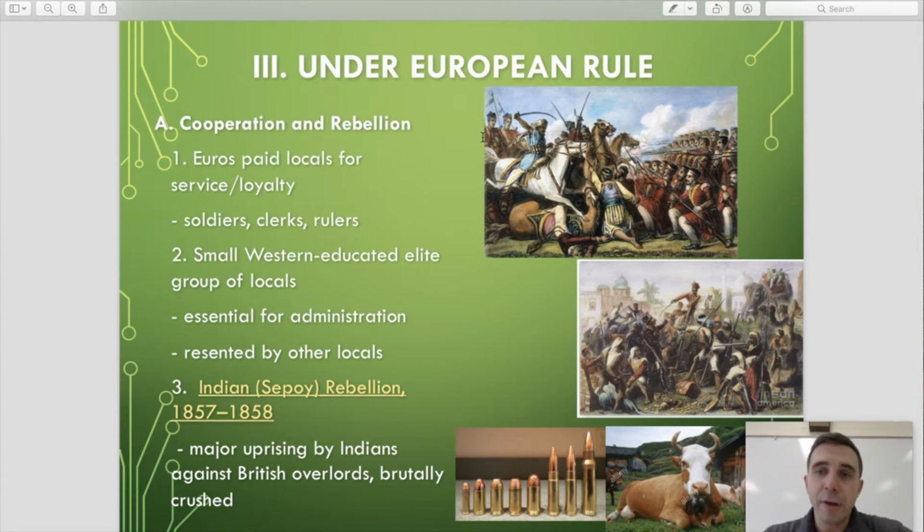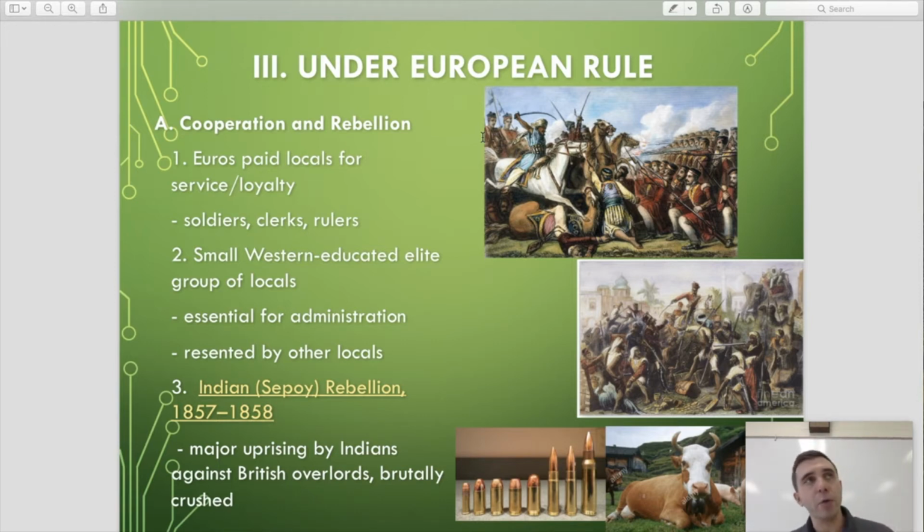All right, so let's continue on in chapter 18, part 3, and look at examples of European rule in Africa and in Asia. So when we talk about Europeans taking control of these areas, it's very difficult for them to literally have the manpower to constantly be in control of everything. And so what they're going to have to utilize is locals to help maintain control over areas.